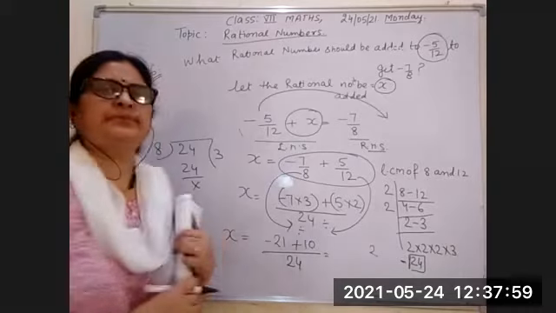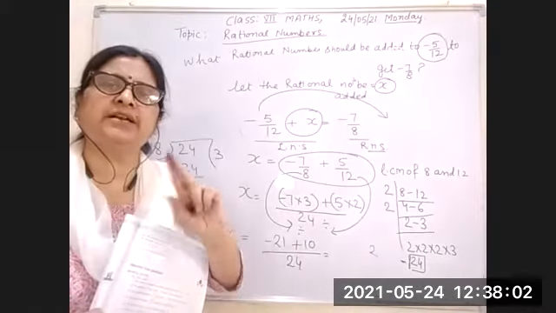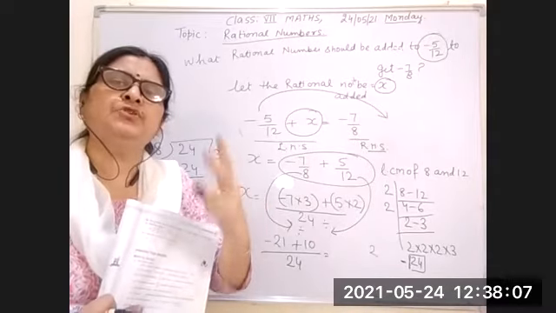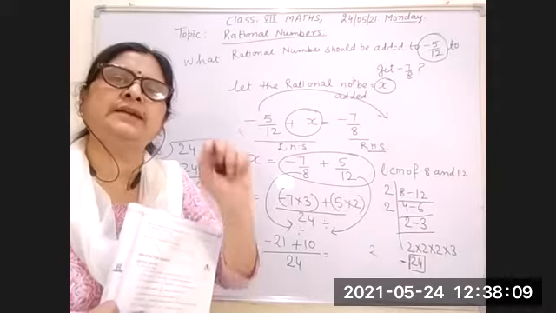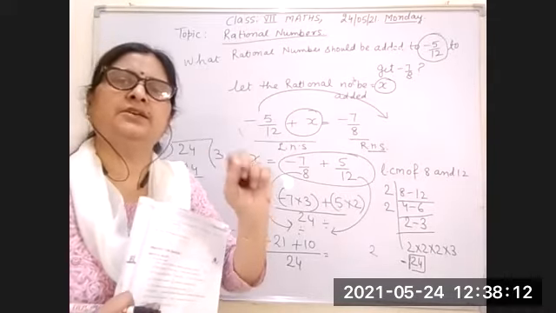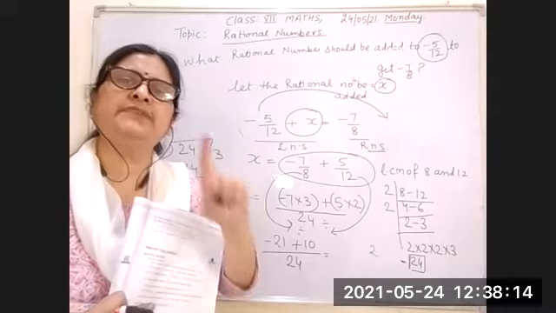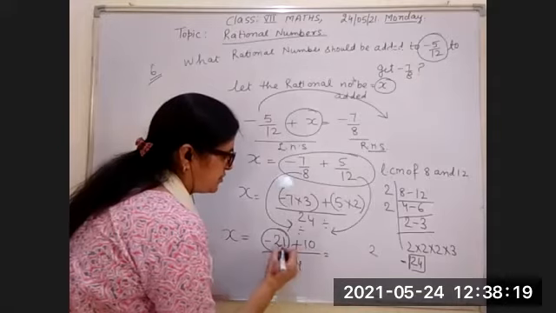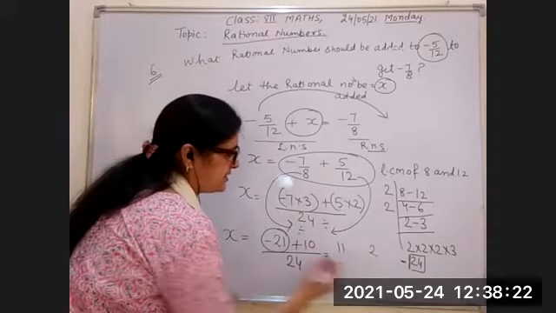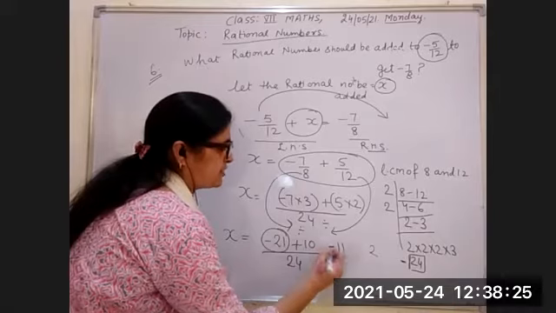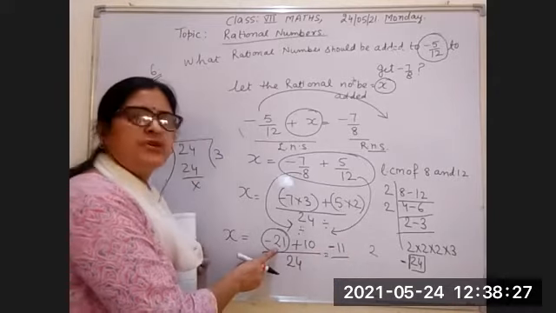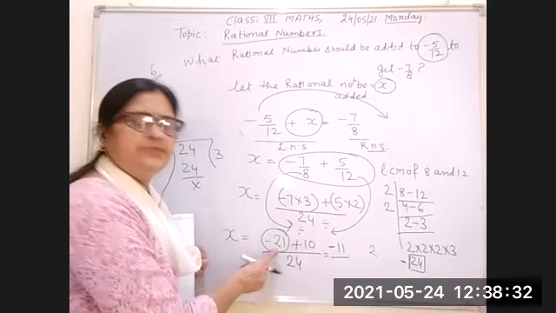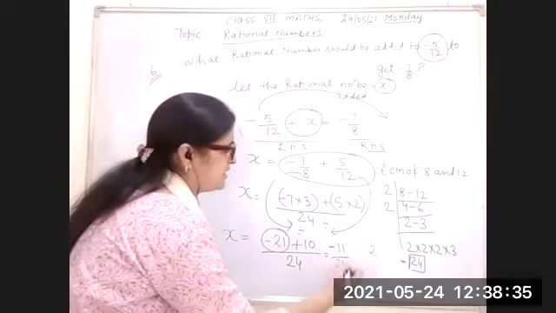When one integer is given in negative form and the other in positive form, you subtract the integers, and before the result you put the sign of the greater number. Your greater integer is minus 21. So 21 minus 10 gives 11, and you put the minus sign here, because the greater integer has a negative sign. So you also put a negative sign here.